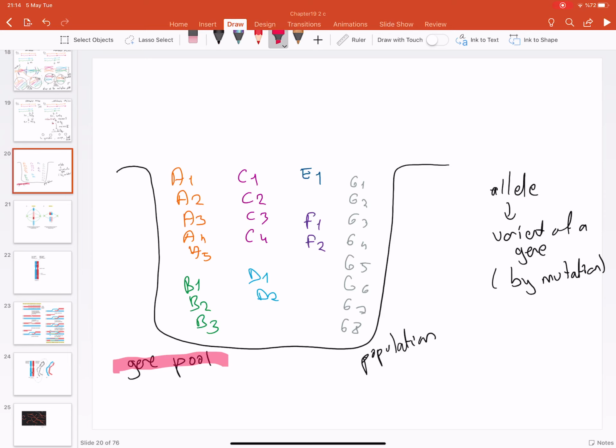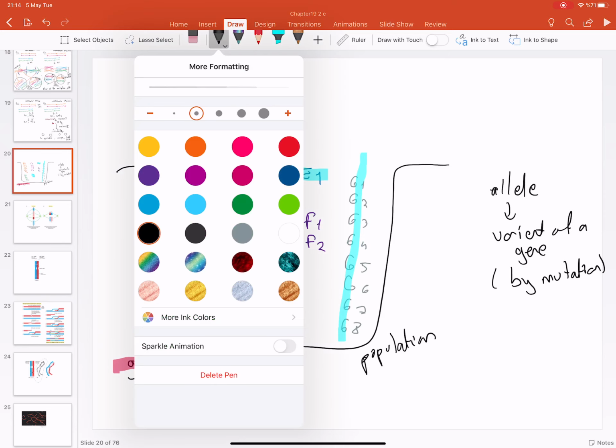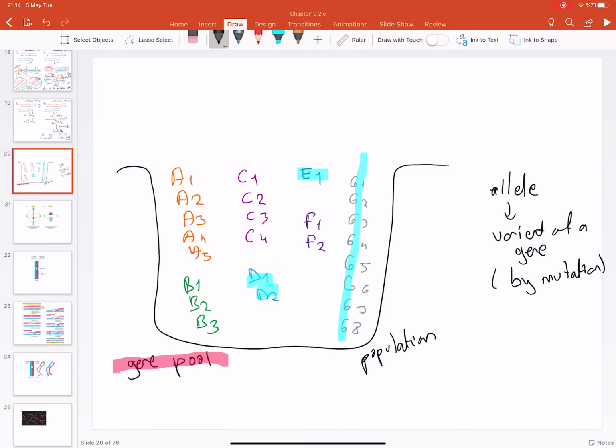Some genes can have just one allele, as in here. They can have two, as in here, or they can have eight, as in here. It depends on how many mutations they accumulate in history or in that population. So each time an embryo is formed, we are going to randomly select out of this gene pool. So in this embryo, we are going to select two alleles for the gene A. Let's say it is A1 and A4, and two alleles for gene B.